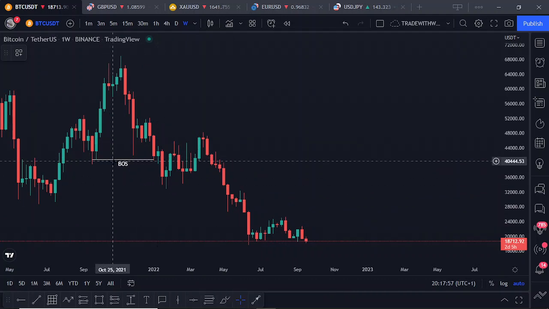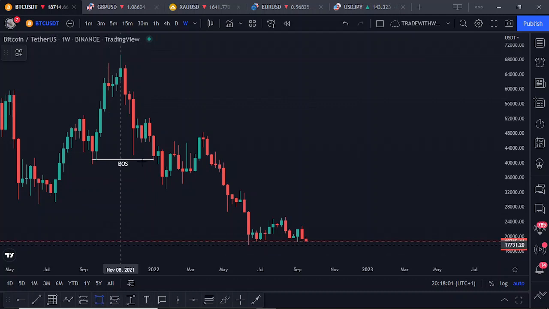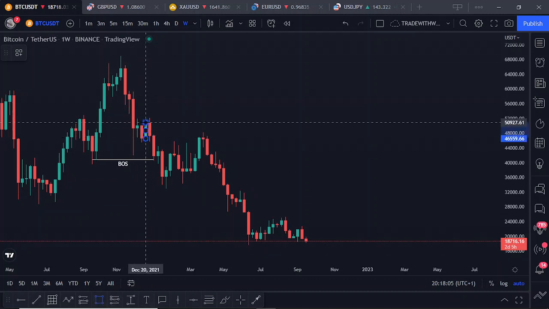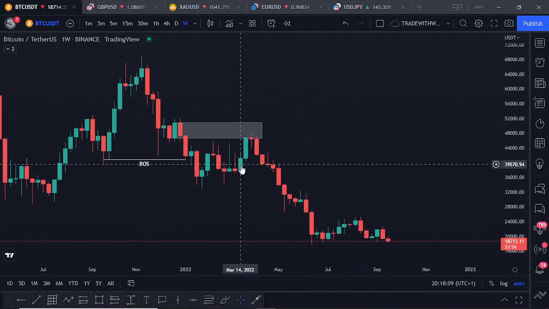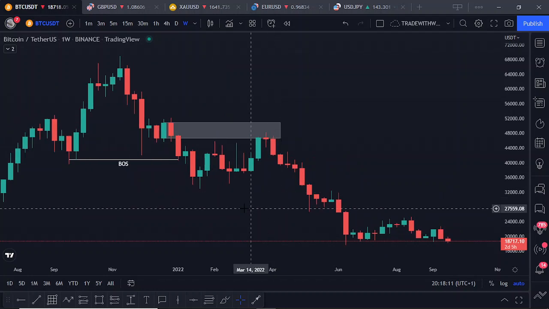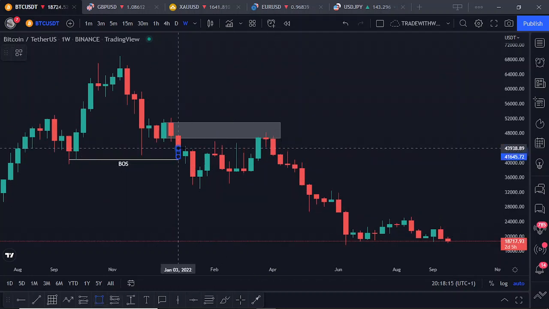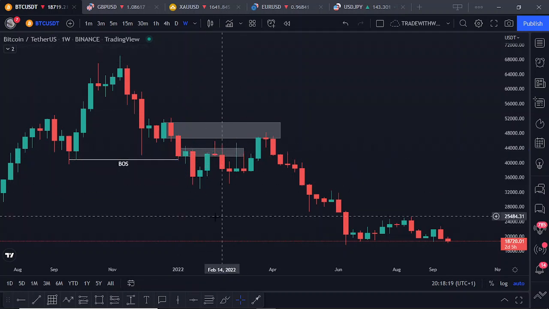Now before this break of structure, how do you get the supply zone? The supply zone is the candle, or the most recent colored candle, which is the green candle before the break of structure. Okay. You can also use this colored candle. Now this is a colored candle, right? Before the break of structure. But why am I not using this colored candle as a supply zone?